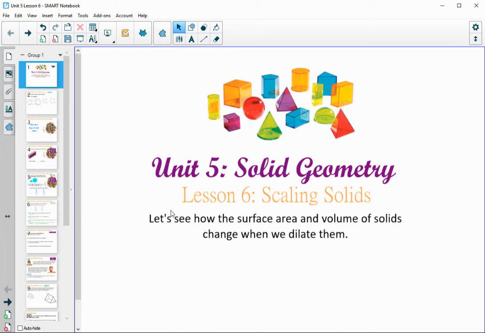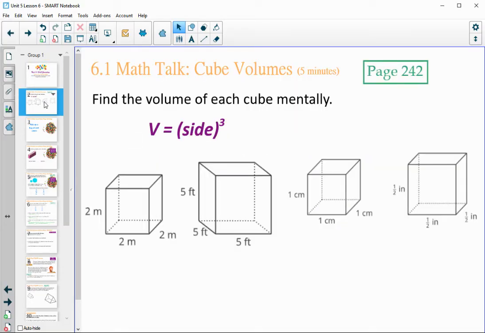In lesson 6, we're going to be looking at scaling solids and seeing how surface area and volume change when we are dilating figures. So in this first activity on page 242, let's find the volume of each cube, and let's do it mentally. Try to do it without a calculator, and write an expression for the volume. The volume formula for a cube is the side cubed, or length times width times height. So go ahead and figure out the volume of these 4 cubes.